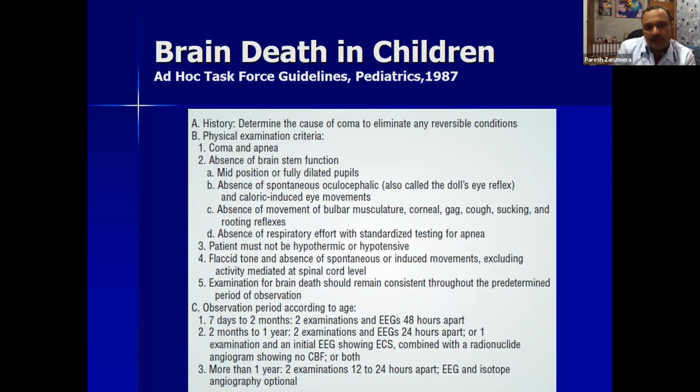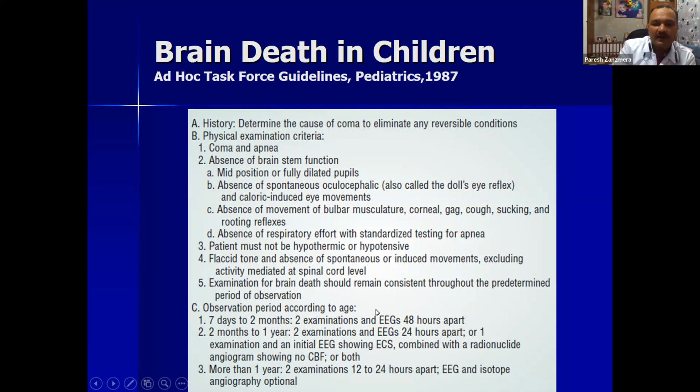More or less, the brain death diagnostic criteria are the same in children. You can see that the patient should be deeply comatose, there should be absence of brainstem reflexes, the patient should not be hypothermic or hypotensive, and should not be having any movement of the limbs except that of spinal cord level. And this is something which is important in the pediatric age group. If the age of the child is 7 days to 2 months, then you should examine twice, and EEG should be at least 48 hours apart.